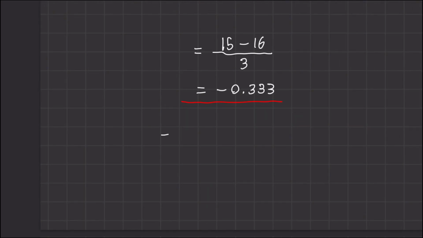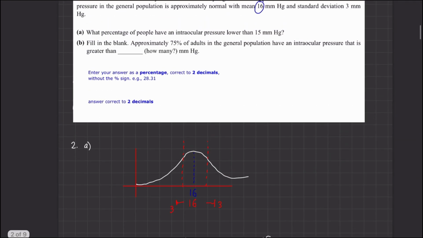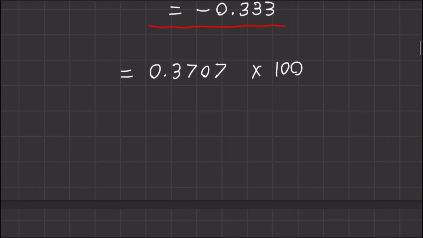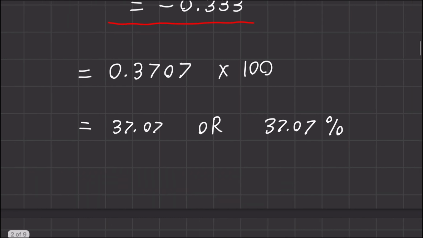So now 0.3707 times 100, because the question, if we remember, is asking for what percentage, gives us 37.07, or 37.07% as our final answer.